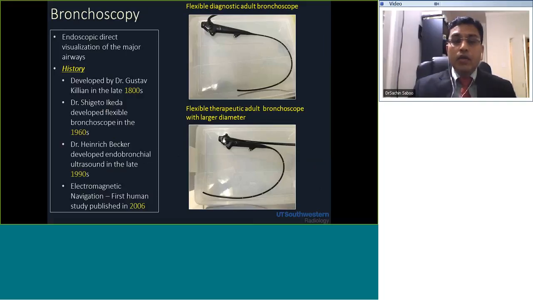It was first developed in the late 1800s, and subsequently the flexible bronchoscope was introduced in 1960. In the late 1900s, the endobronchial ultrasound was developed. Recently, in 2006, electromagnetic navigation bronchoscopy was developed, and biopsy procedures related to that were developed. These are pictures of the flexible diagnostic and therapeutic adult bronchoscope.